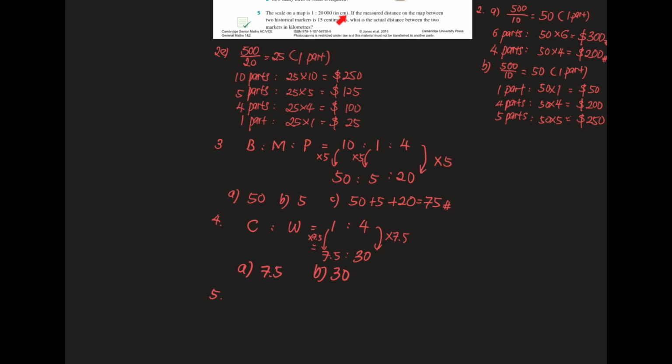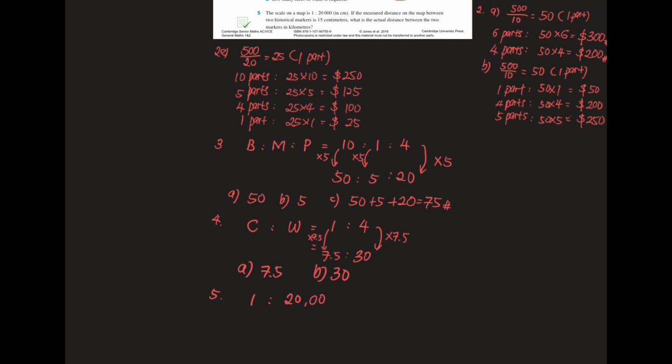The scale on the map is 1 to 20,000 in cm. That means this is the ratio on the map and this is the actual size, 1 to 20,000. If the measured distance on the map between two historical markers is 15 cm, what is the actual distance between the two markers in kilometers?